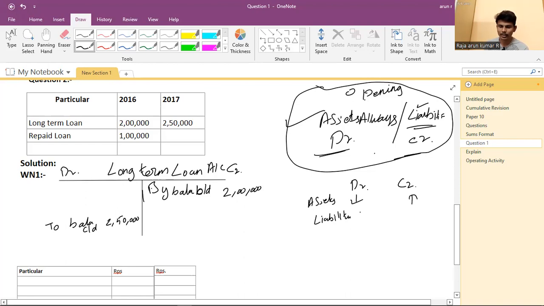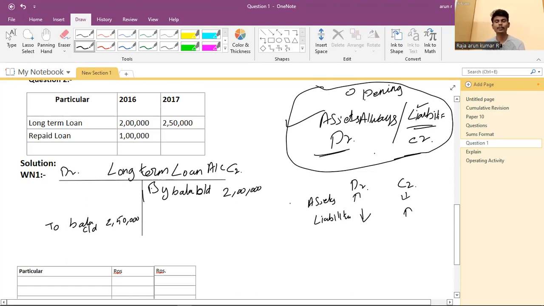If liability value increases, credit it. If liability value decreases, debit it. If liability value increases, credit it. If asset value increases, debit it. If asset value decreases, credit it.